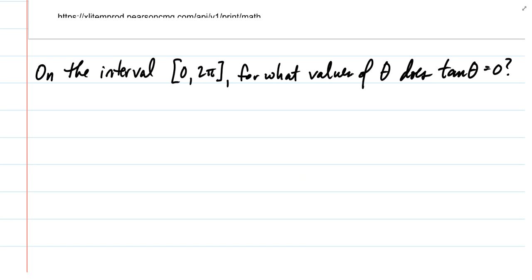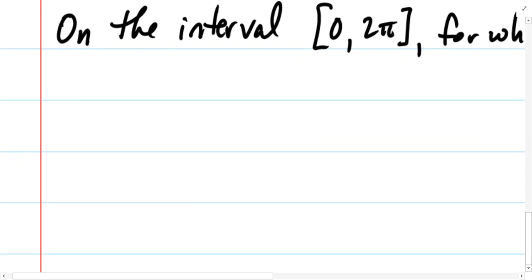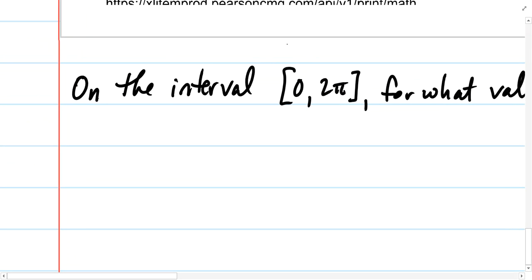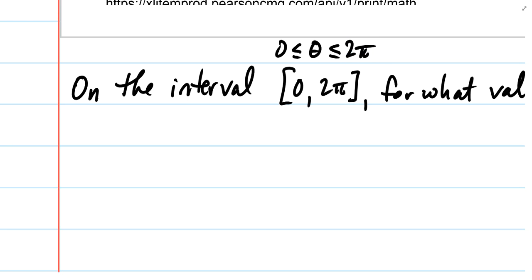So I've just copied the next part of this question. On the interval 0 to 2 pi, for what values of theta does tangent theta equal 0? Now, this is a little bit different than the sample problems I've been recording in my videos this week. This interval starts at 0, ends at 2 pi, but it's inclusive on both ends. This would be like saying 0 less than or equal to theta less than or equal to 2 pi. So if we do get a solution that lands on 2 pi, we are going to include it in our result. In all of the examples in the videos this week, that was not included.